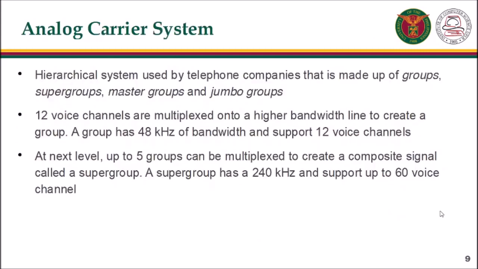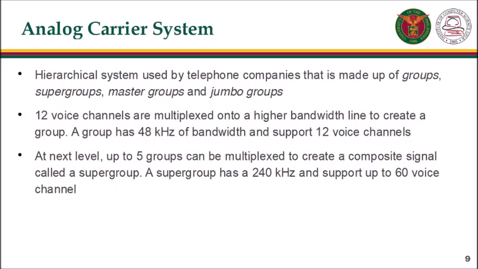To maximize the efficiency of their infrastructure, telephone companies have traditionally multiplexed signals from lower bandwidth lines onto higher bandwidth lines. In this way, many switched or leased lines can be combined into fewer but bigger channels. For analog lines, FDM is used. One of these hierarchical systems used by telephone companies is made up of groups, supergroups, master groups, and jumbo groups.